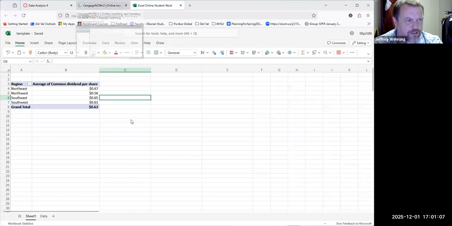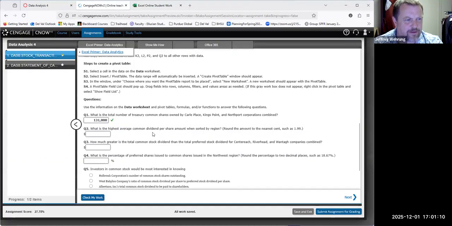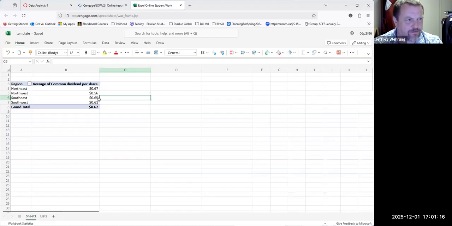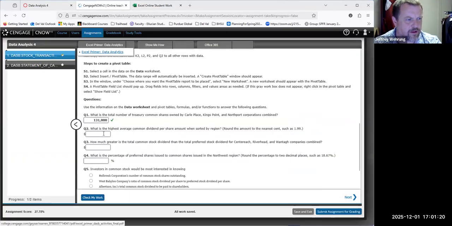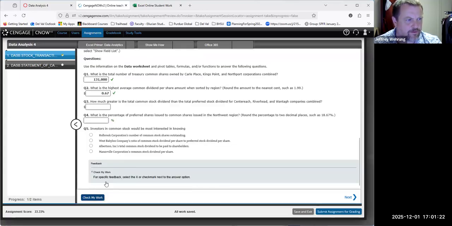Okay, and so there we go. So when sorted by region, the highest average common dividend per share amount, for me, the highest would be this right there. Let's see if that's what they're looking for. It is. Okay. Q3, how much greater is the total common stock dividend than the total preferred stock dividend for those companies? Okay.